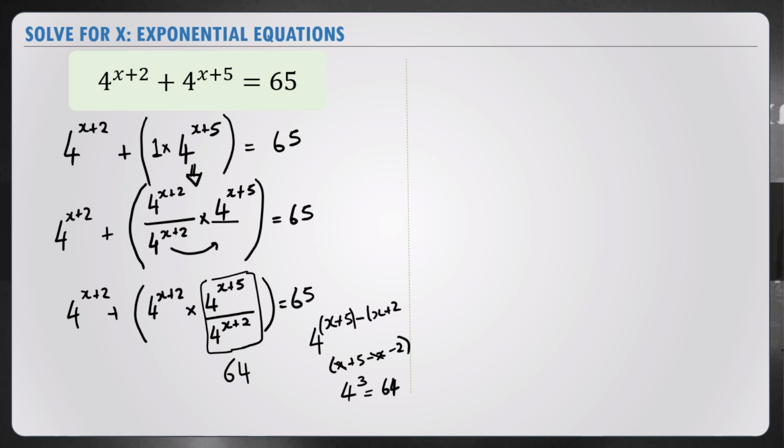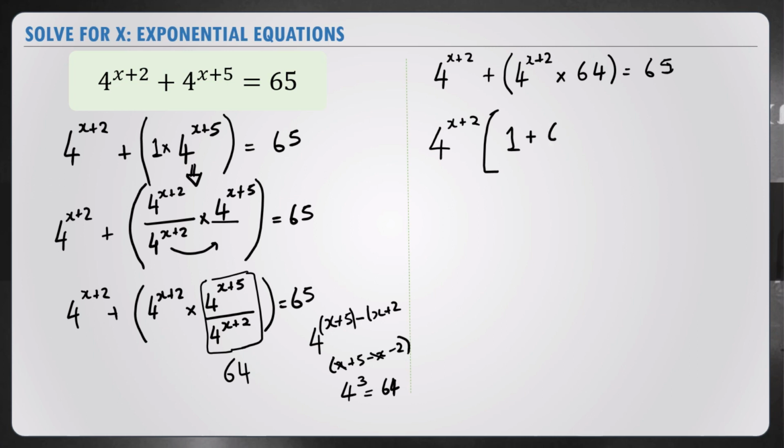Now let's rewrite this with 64 up here. So now our equation is 4 to the power of x plus 2 plus 4 to the power of x plus 2 into 64 is equal to 65. Now we can remove 4 to the power of x plus 2 as a common factor between these two. All right, 4 to the power of x plus 2 is a common factor. All right, and it goes here one time plus 1. Now this comes out and we get 1 plus 64 is equal to 65. So 4 to the power of x plus 2 into 65 is equal to 65.